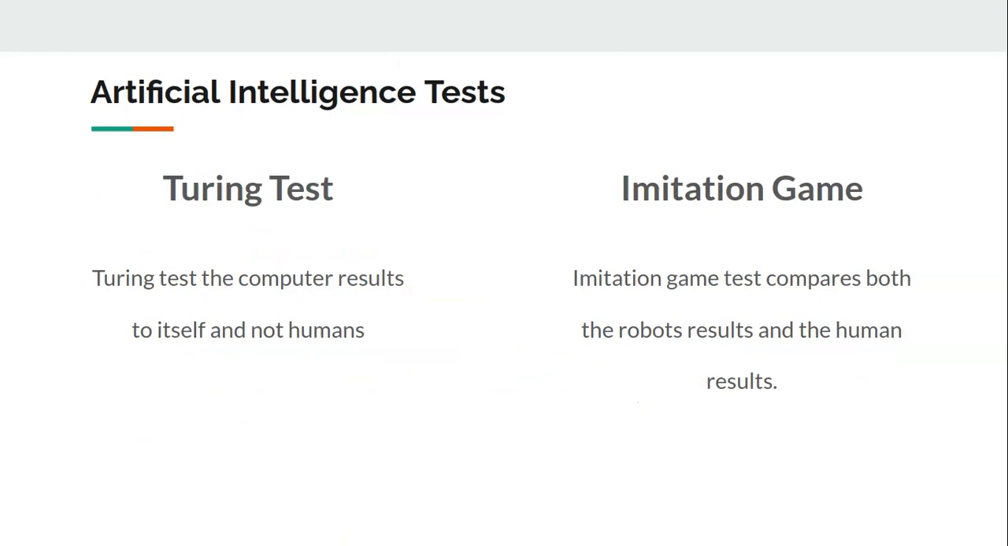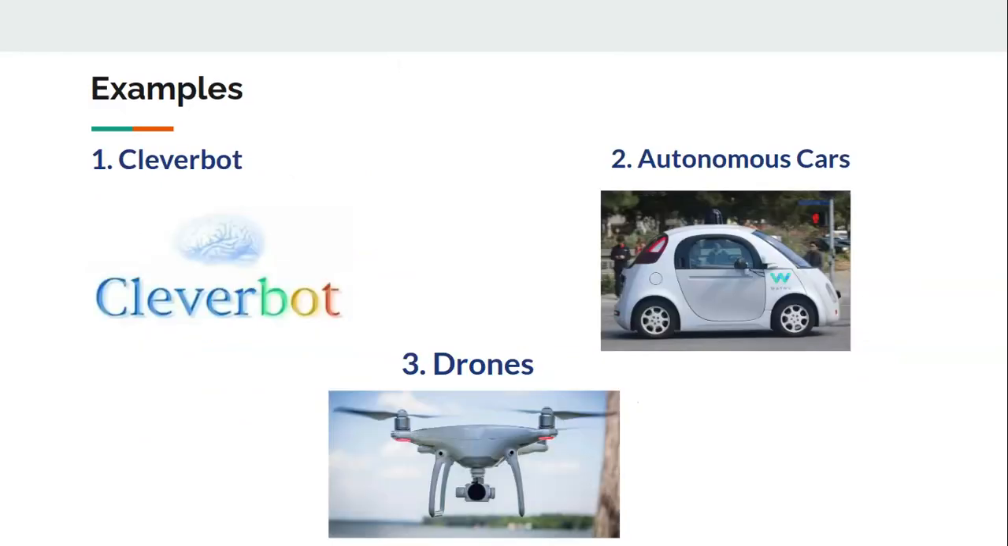So the Turing test, we say, tests the computer's results against itself and not humans. The imitation game test compares both the robot's results and the human results. So it compares both of them to be able to identify whether the computer or the robot has artificial intelligence or not.